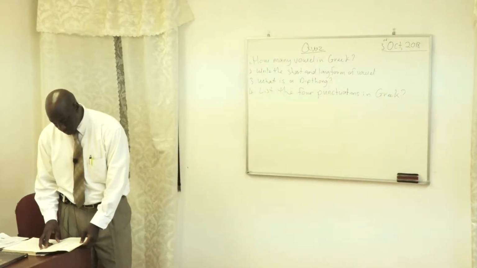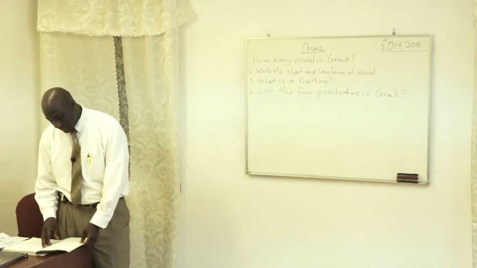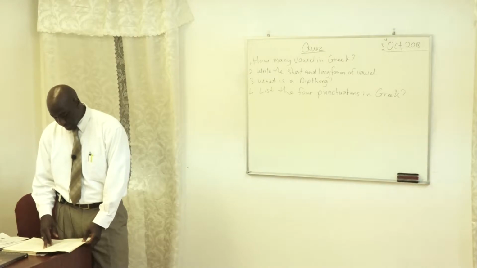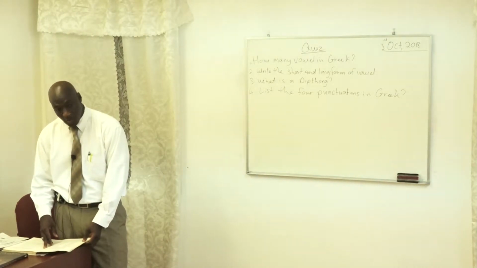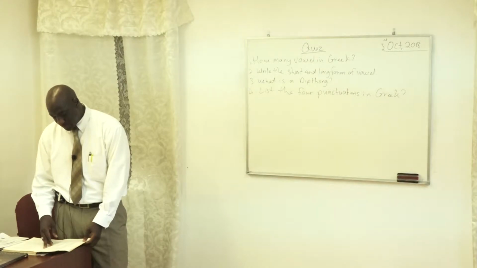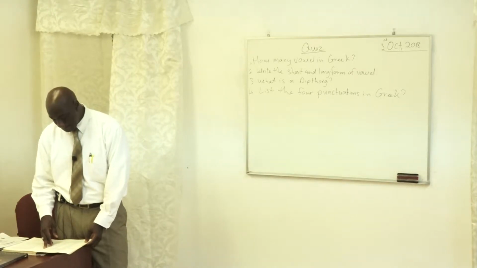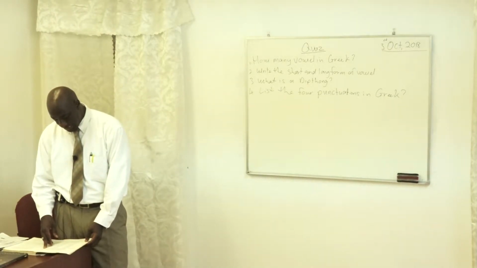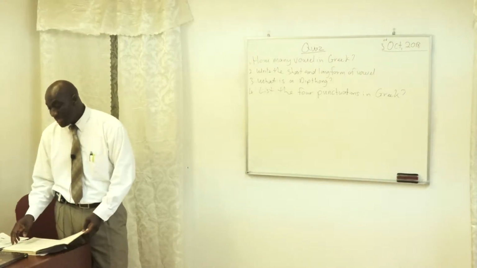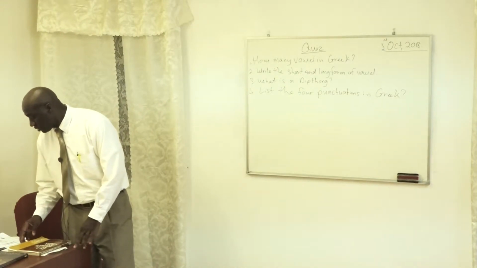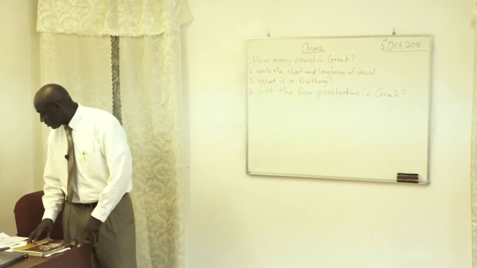mu, nu, xi, omicron, pi, rho, sigma, tau, upsilon, phi, chi, psi, omega. And so that's the Greek alphabet.